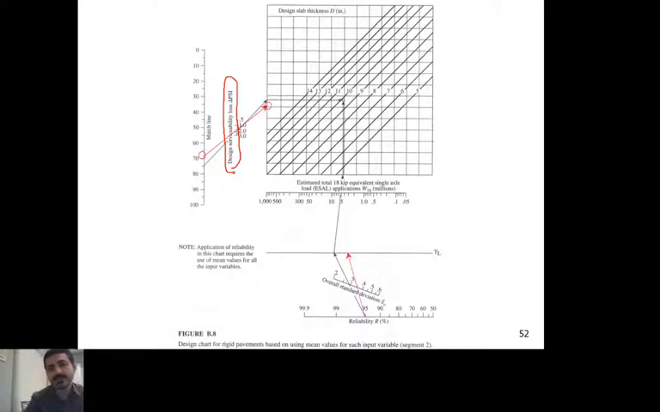And then you're going to stop here for a second, and then you're going to pick up from the bottom of this nomograph. This is the reliability level. The reliability level was 95% right here. Then you're going to connect the reliability level to the standard deviation, which was 0.35, to hit the turning line. And then from the turning line, which is right here, you're going to connect it to the ESALs. This here represents the ESALs.